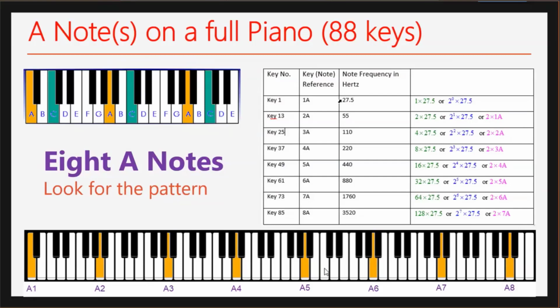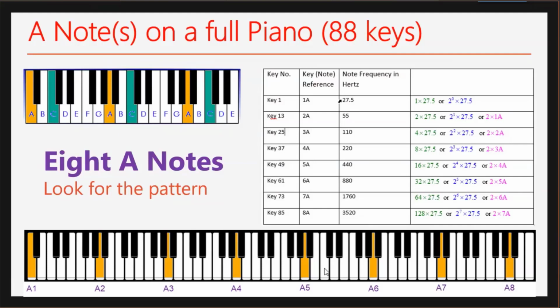Then if you look at the next A note, which we refer to as A2 or 2A, it's 55. And what's the pattern you will observe? From 27.5 to 55, you're doubling it. Then 55 to 110, you are again doubling the frequency, and then 110 to 220. So basically for the A notes, if you start from the very first key, every time you go to the subsequent A note, you are doubling the frequency.